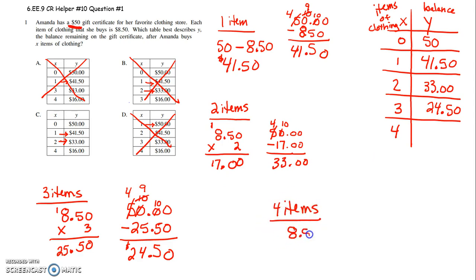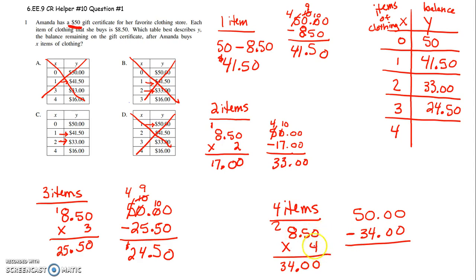Again, she's spending $8.50 on each item. $8.50 now times 4 identical items. 0. 5 times 4 is 20, put down a 0, carry a 2. 4 times 8 is 32, and 2 more is 34. So now we're going to do her original $50 balance, and we'd have to take off $34 if she spent $8.50 on 4 identical items. 0, 0. 5 becomes a 4. This becomes a 10. 10 minus 4 is 6. 4 minus 3 is 1. $16. Yay! We found a matching table.